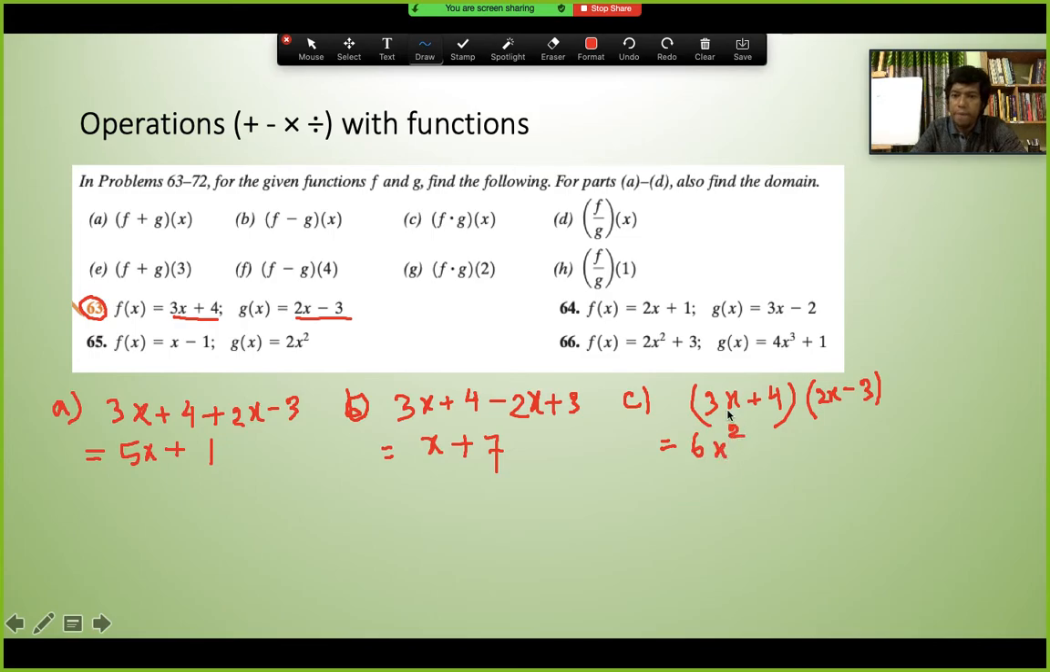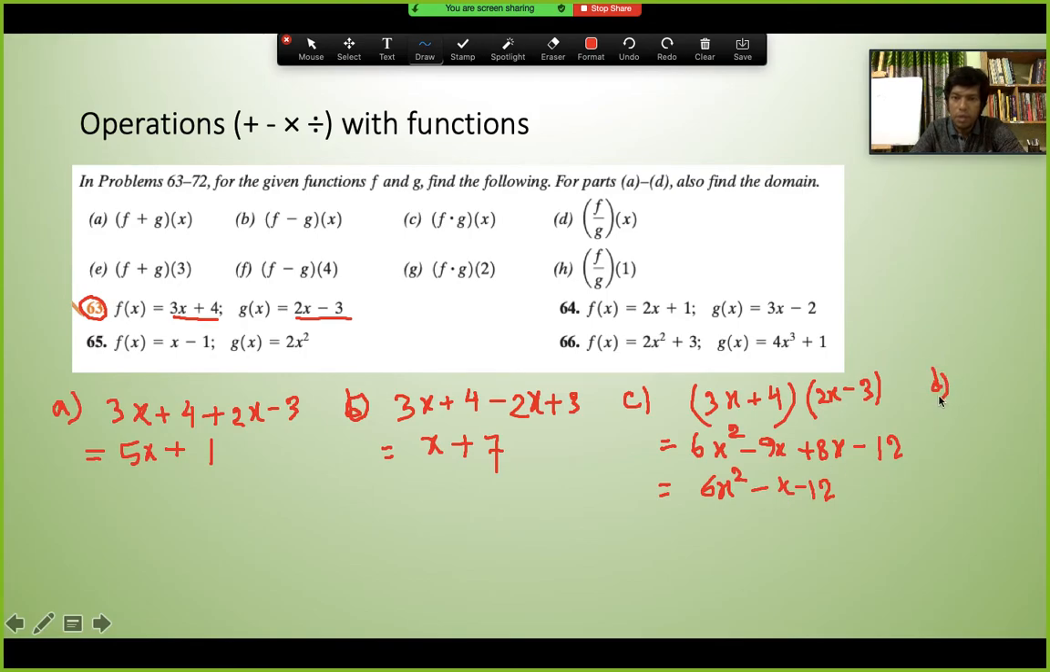6x squared. Then 3x minus 3 means minus 9x. Then 4 into twice x means plus 8x. Then 4 into 3 means 12, and there is a negative sign, so positive into negative means negative, so minus 12. And the final solution will become 6x squared minus x minus 12. This is C number. And a domain is of course again all real numbers.